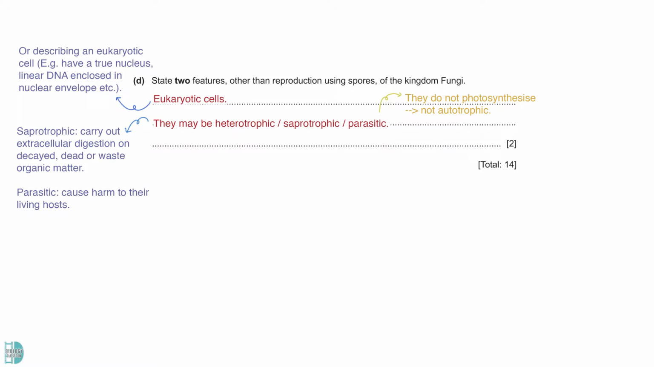Many members are saprotrophic. They carry out extracellular digestion on decayed, dead, or waste organic material. Some of them are parasitic. They can cause harm to their living host. The fungal cell wall is made out of chitin. It does not contain cellulose like plant cell walls.